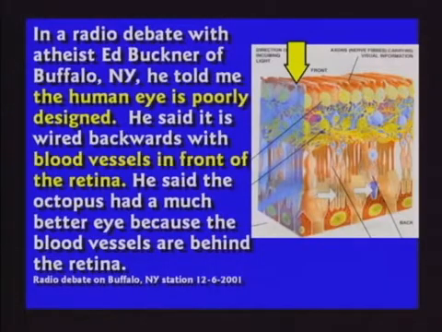I got a call from an atheist one time. We actually did a debate on the radio. He said, Hovind, you're dumb. He said, don't you know the eye is an example of poor design? I said, really? He said, yeah, it's wired backwards. He said the blood vessels are in front of the retina, and the light coming through has to go through the blood vessels to hit the retina, and it blocks out some of the light. He said the octopus has a much better eye because their blood vessels are behind the retina. I said, well, sir, let me explain a couple things to you. I said, we live in the air.